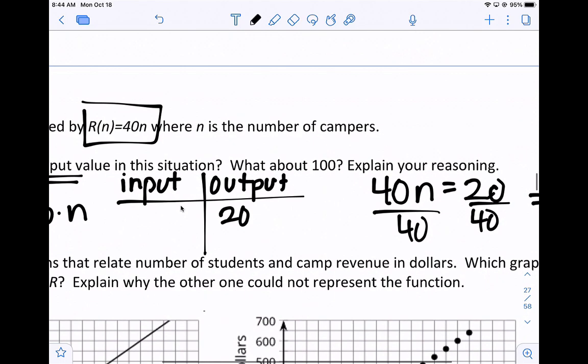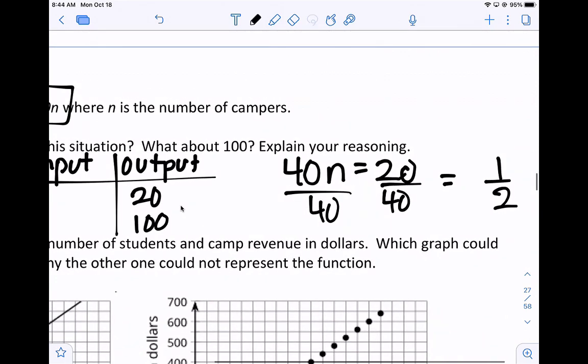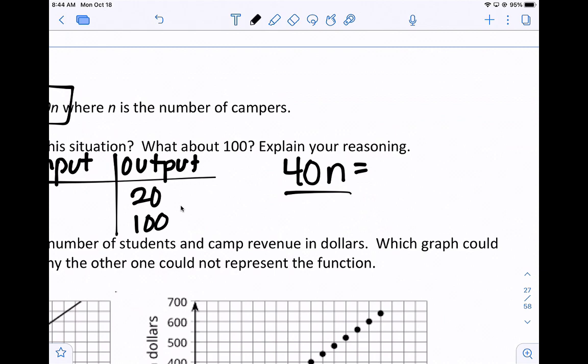How about 100? Okay, so let's check the 100. So if I erase this right here, we have this equation 40 times n. Can that equal 100? Let's divide by 40. And again, this will be a fractional answer. 40 does not go into 100 evenly.